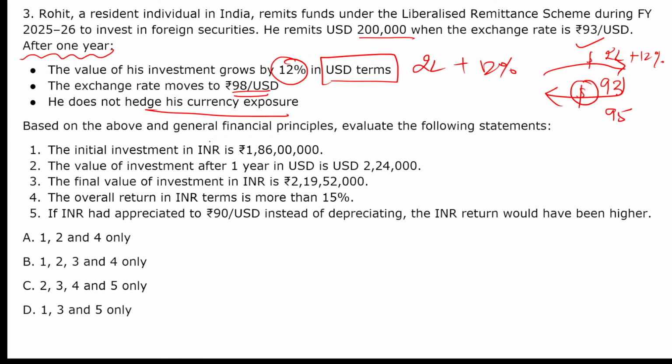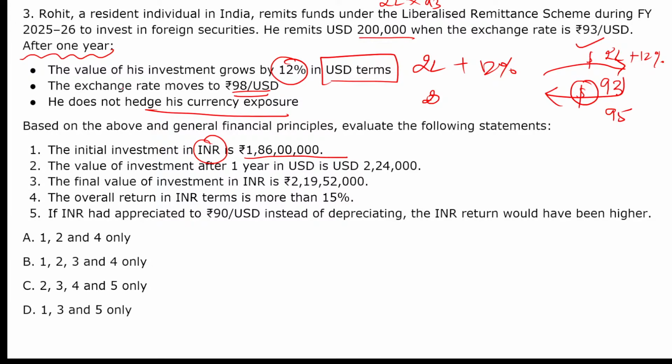The initial investment in INR is 1 crore 86 lakhs. Do you think this is correct? The initial investment should be 2 lakh into 93. Take out your calculators. 2 lakhs into 93 is 1 crore 86 lakhs. So the statement is correct.